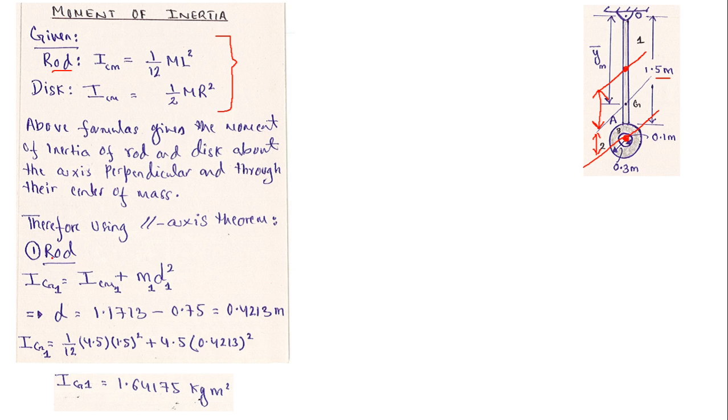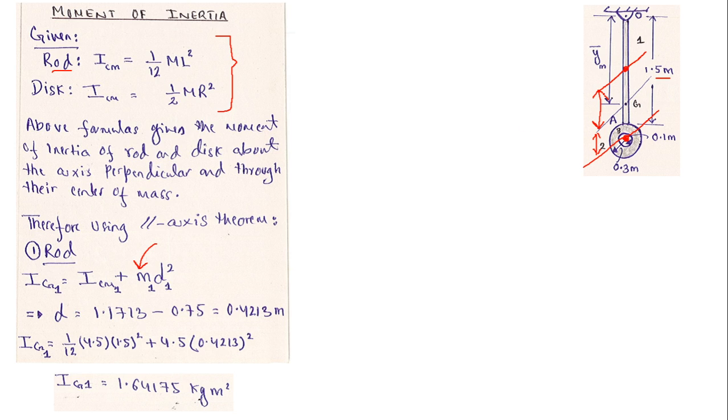Remember that the parallel axis theorem has the same formulation for moment of inertia as it had in the case of second moment of area. The only difference is that in place of the area, you are now using mass. This d is still the perpendicular distance between the two parallel axes, and this one is the moment of inertia measured at the centroid of the rod, that is this axis.